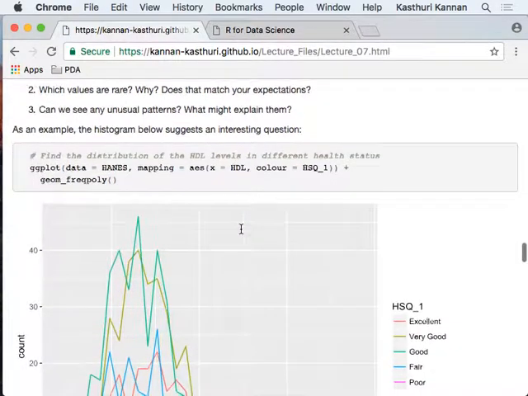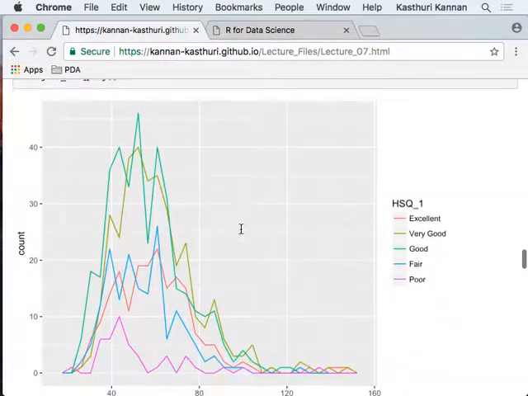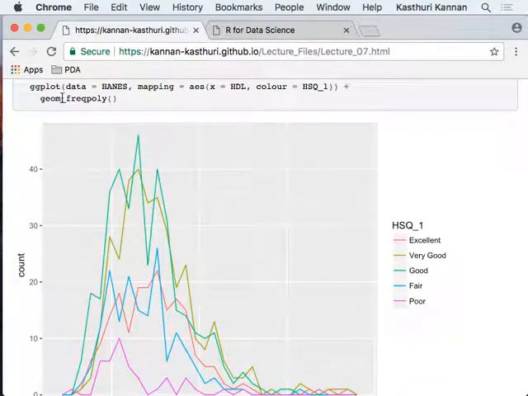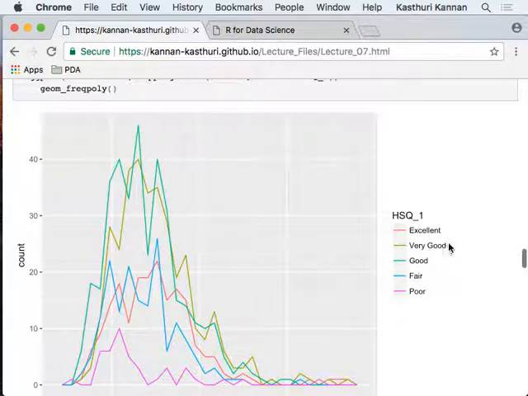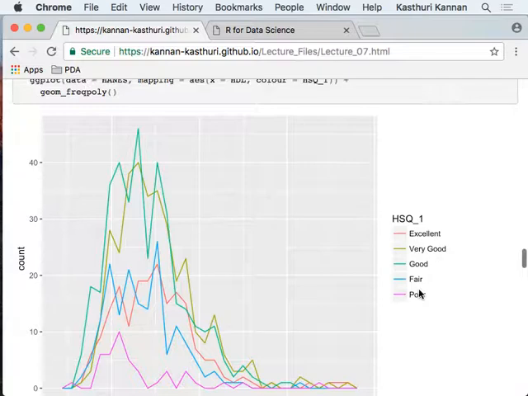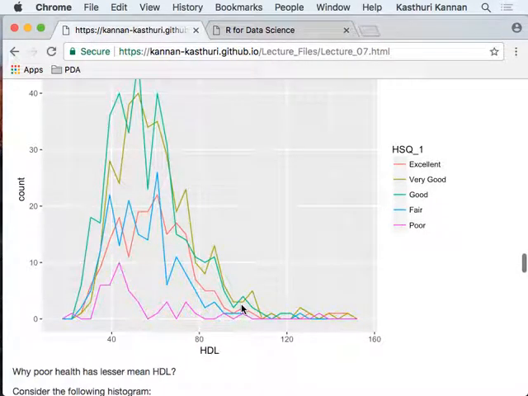So, for instance, this histogram below here: if you look at the freqpoly, these are the levels of HDL according to health status. There are five health statuses: excellent, very good, good, fair, and poor. And I'm plotting the HDL for these, right?